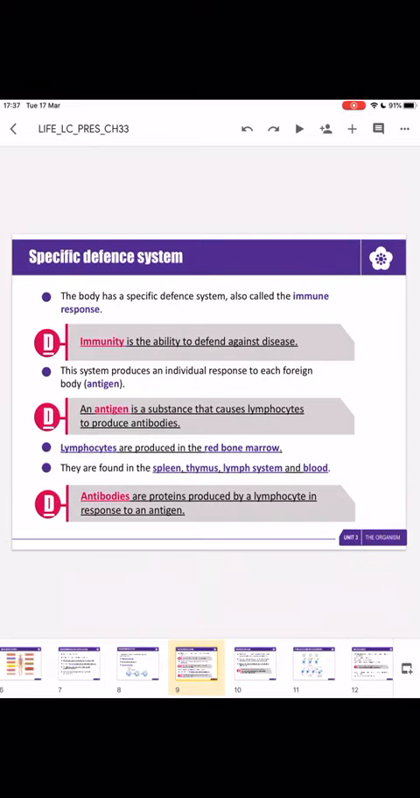And antibodies then are proteins, so that's the type of biomolecule. If a question comes up asking you what type of biomolecule antibodies are, they are proteins, and they are produced by a lymphocyte in response to an antigen. Okay.